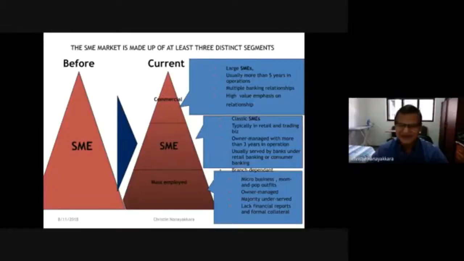Usually served by banks under retail banking or consumer banking. Here, what I meant is it is generally catered by a branch bank, not a corporate sector, the corporate finance division of a head office. So the branch bank will understand their needs and then cater for them.